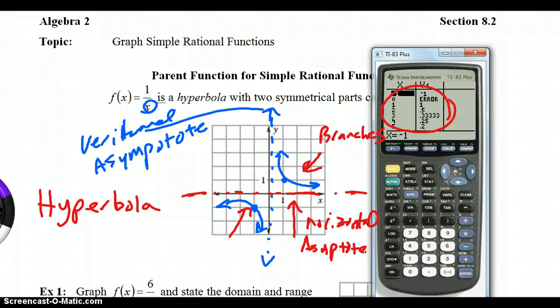Let me review what we talked about already. Make sure that you've got your notes down. A vertical asymptote is a line that the curve gets closer and closer to going up and down. A horizontal asymptote is a line that the curve gets closer and closer to going sideways.